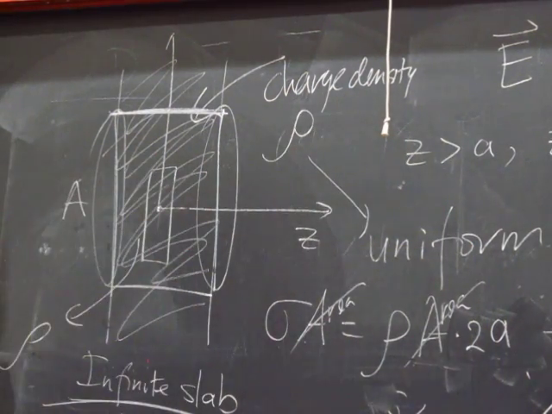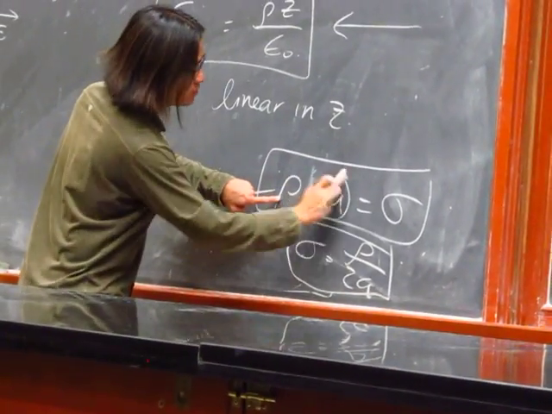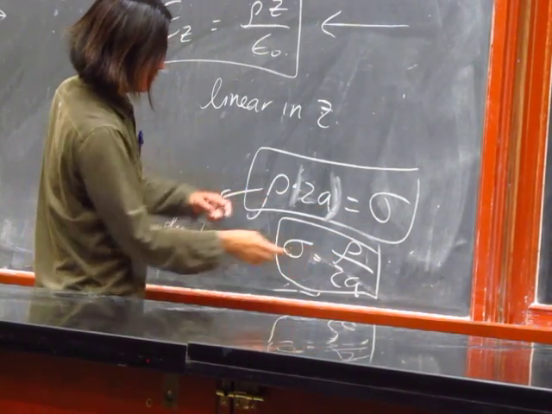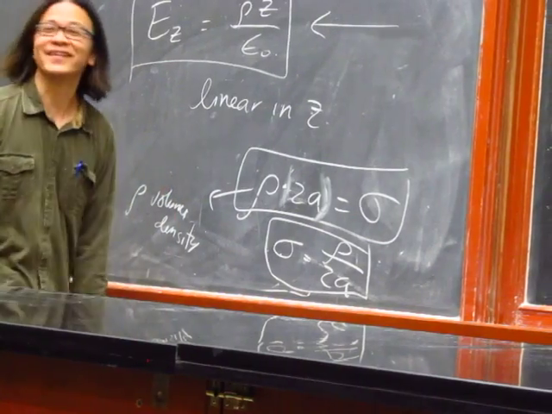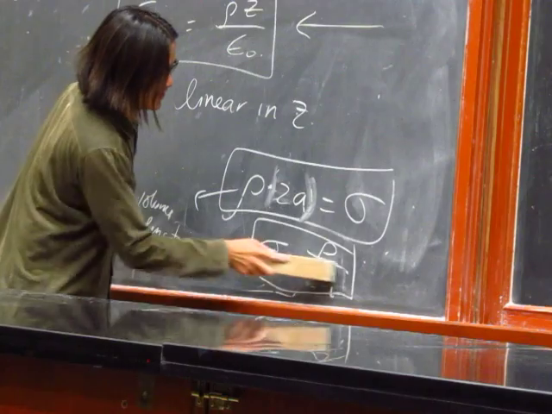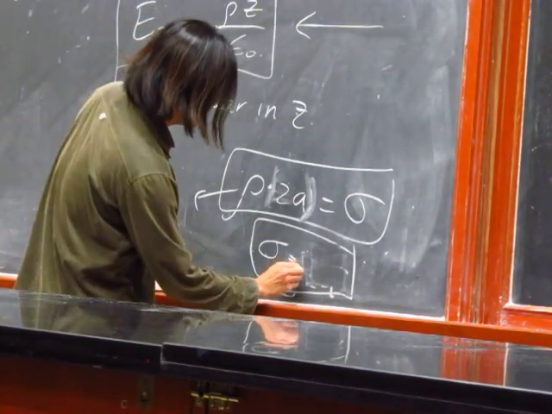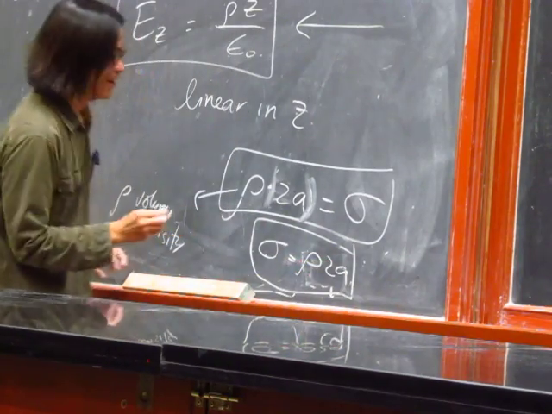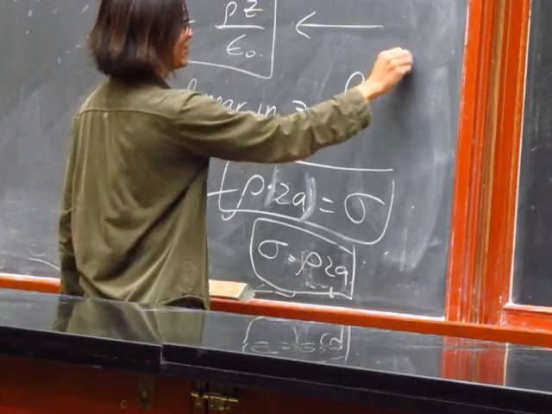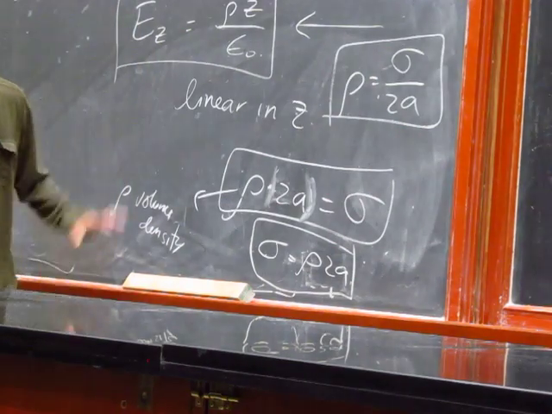Rho times 2a. This is not a function, by the way. Rho times 2a is equal to sigma. Did I make a mistake? I wanted to write rho is equal to sigma over 2a. Okay. So everything is consistent.